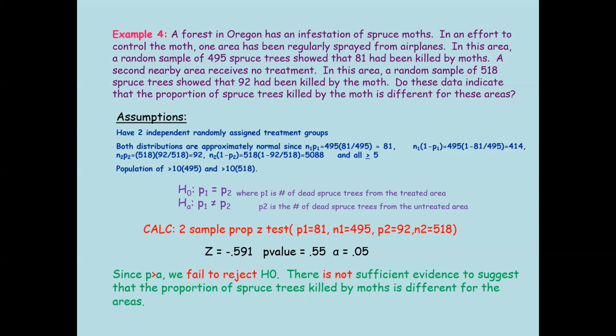And a final conclusion statement: we compare our p-value to our alpha, and p is greater than alpha. So since p is greater than alpha, we fail to reject H0. There is not sufficient evidence to suggest that the proportion of spruce trees killed by moths is different for the areas. Again, how do you know what that last sentence is? Use the sentence in the problem. Does it indicate the proportion of spruce trees killed by the moth is different? All of these steps must be here for full credit.